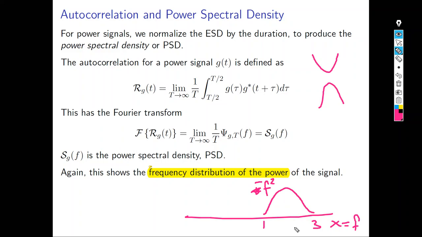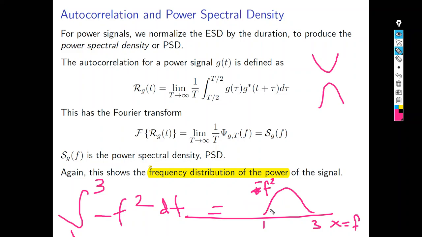What do you do? What's the power of this signal? You just integrate. Integration from 1 to 3 of F squared dF. Yes, this is the function. Can you integrate this? You can. Once you integrate and substitute the value, this is the power.